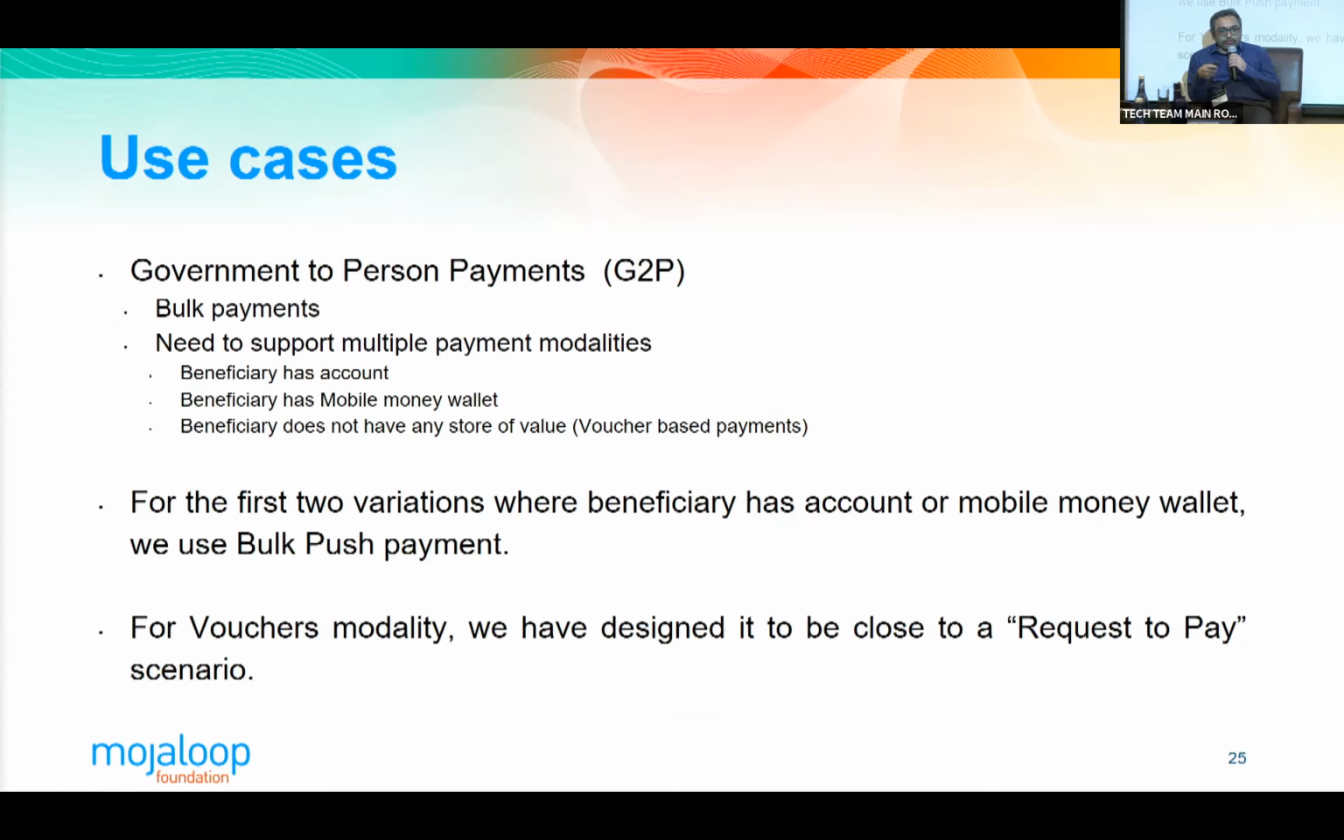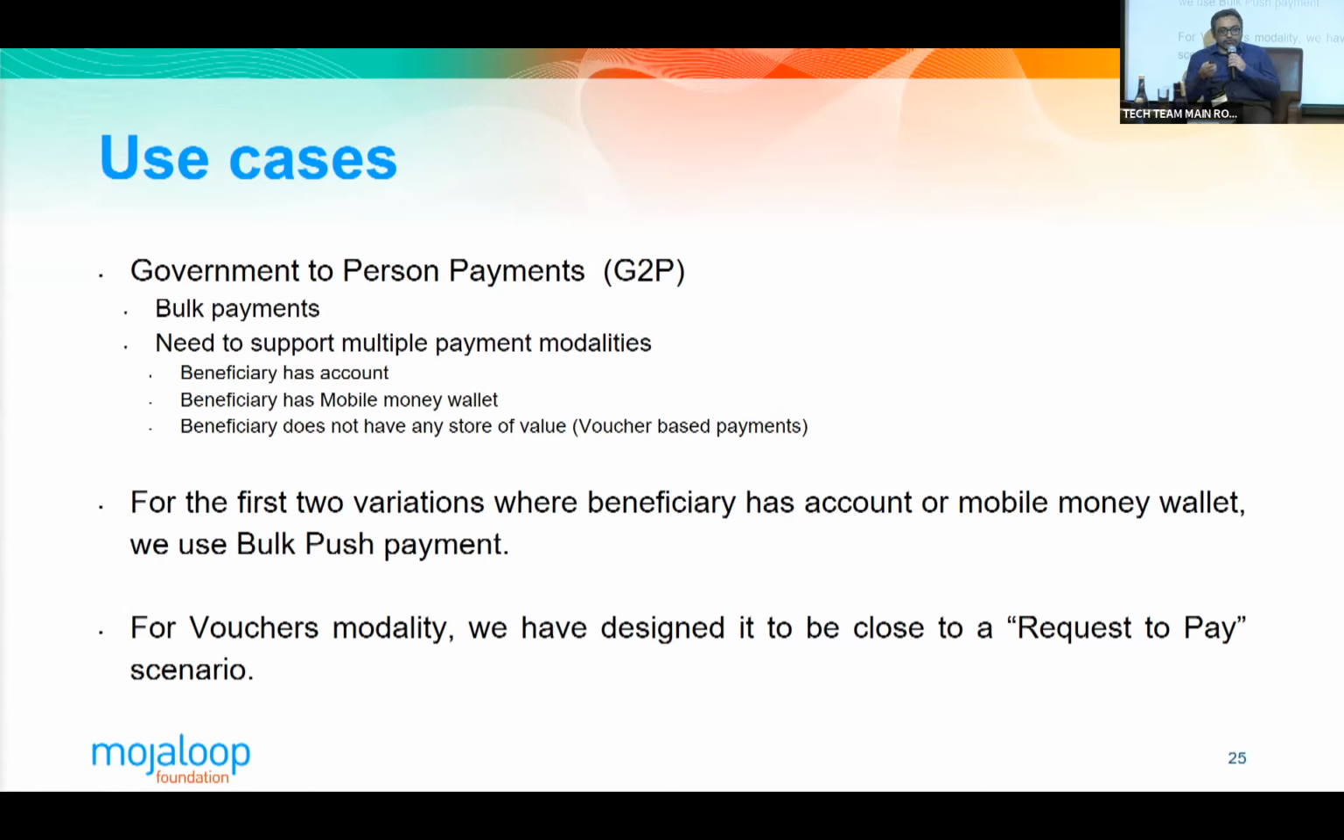we needed to support multiple payment modalities. This was one of the first discussions we had: we can't think of beneficiaries on one spectrum, where every beneficiary has an account. They can have a bank account, they can have a mobile wallet or electronic money issuer account. And there could be many beneficiaries in many G2P scenarios who do not have any store of value. So how do we make payments to them? Typically voucher-based payments have been used as a methodology.